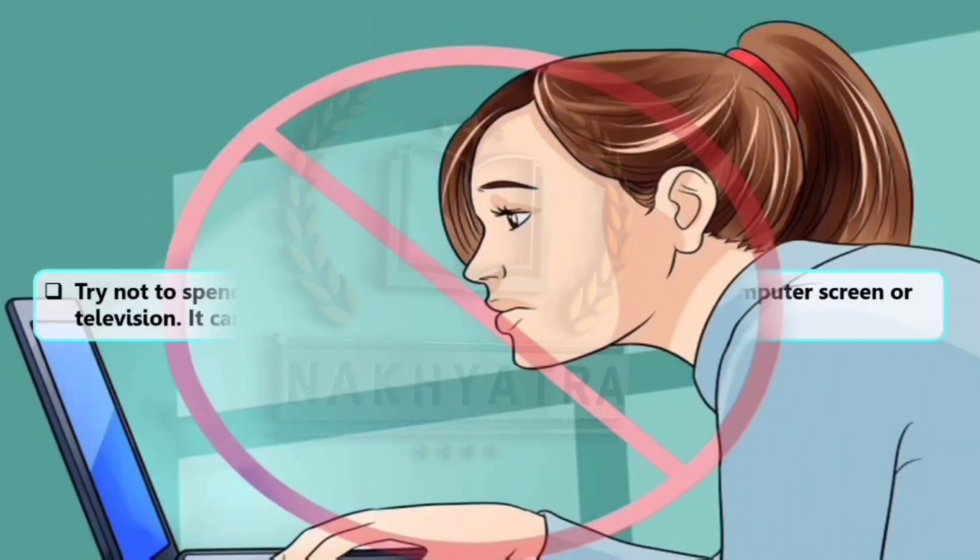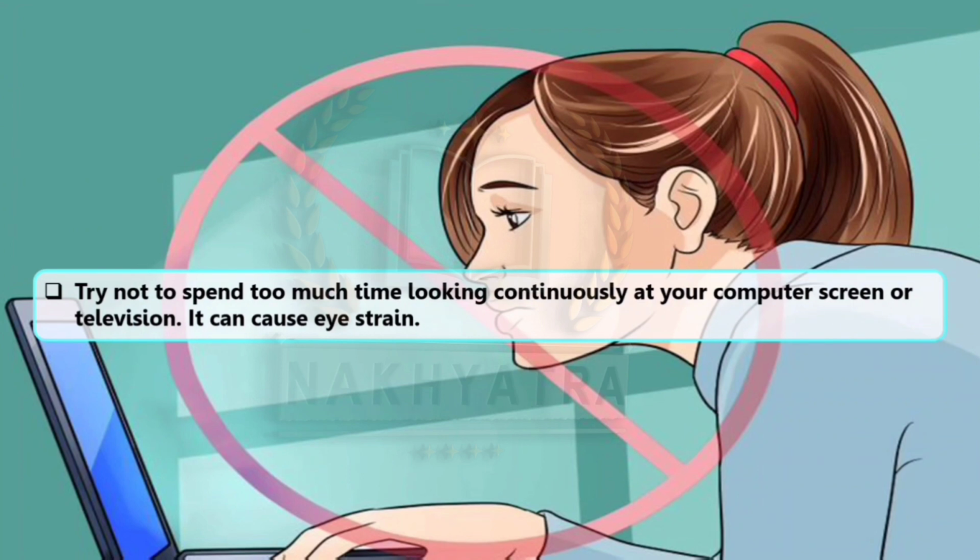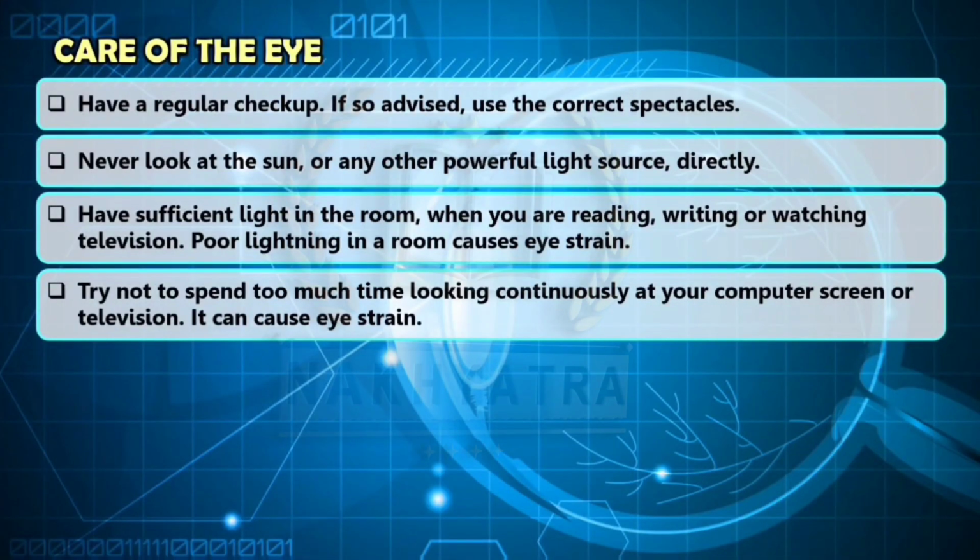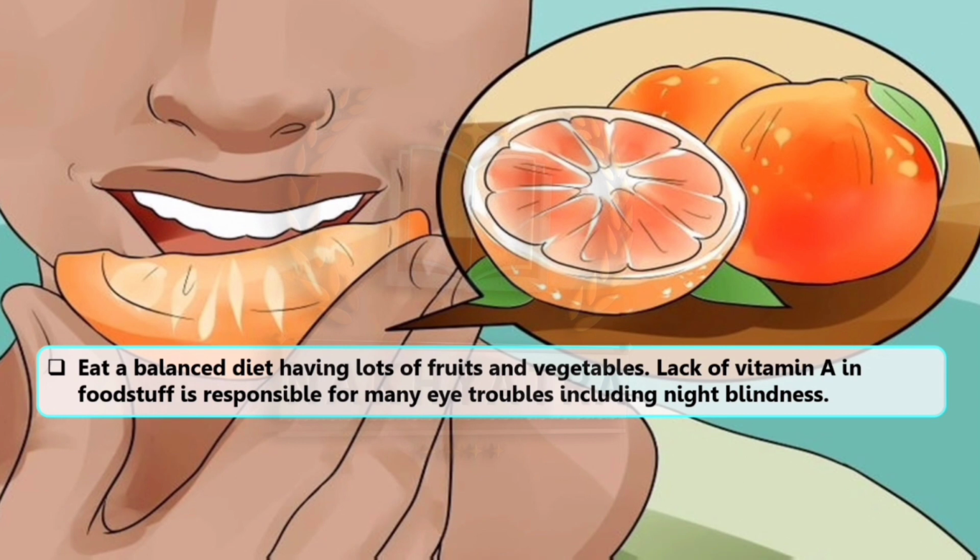Now see the fourth precaution. Try not to spend too much time looking continuously at your computer screen or television. It can cause eye strain. Now see the fifth precaution. Eat a balanced diet having lots of fruits and vegetables. Lack of vitamin A in foodstuff is responsible for many eye troubles, including night blindness. So we must always eat food which is rich in vitamin A.